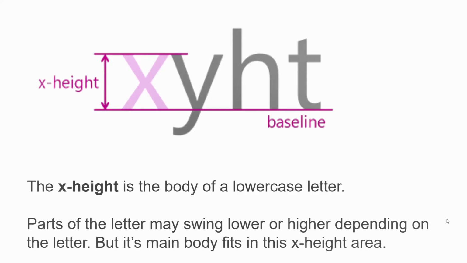The X height. This is the body of a lowercase letter. Notice how the X fits perfectly between these two pink lines, the baseline and its top. The letter Y, most of its body fits inside of that X height as well. There's a little part that swings down below. The H and the T also have most of their body fitting in this X height area, and little parts are flying above.